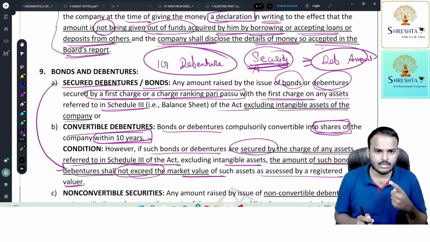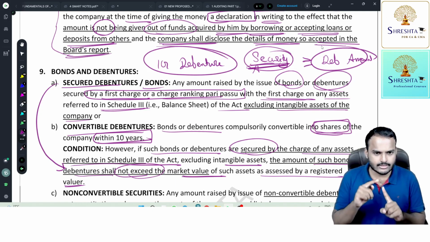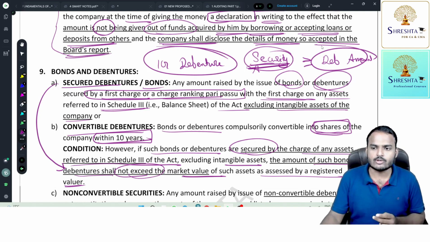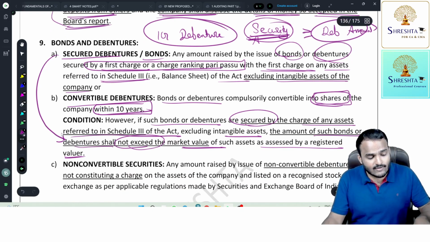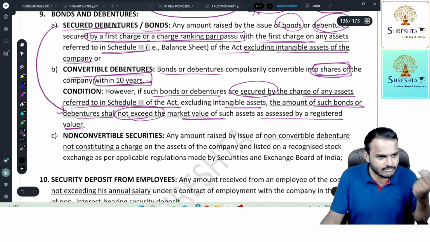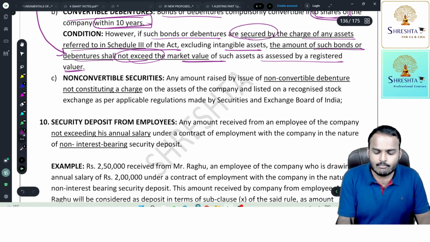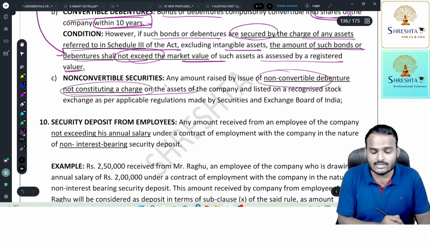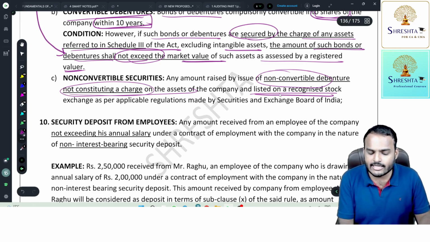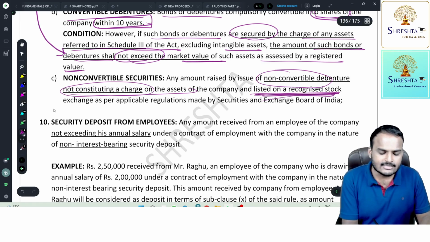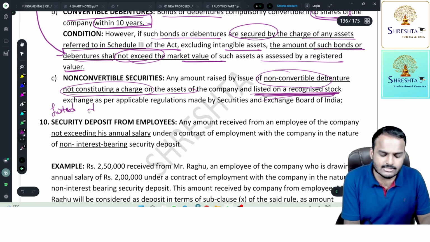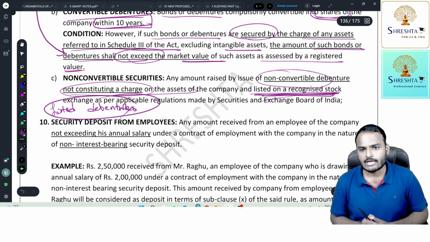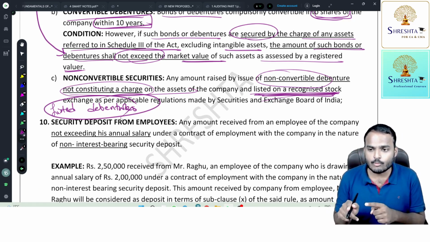Everyone? So coming to the debenture, secured excluded, convertible excluded. Sir, in that case, non-convertible unsecured debentures are treated as deposits, sir. Wait a moment, let me finish C point. Any amount raised by issue of non-convertible debentures not constituting a charge on the assets of the company and listed on a recognized stock exchange. That means listed debentures are also outside the scope of deposit.